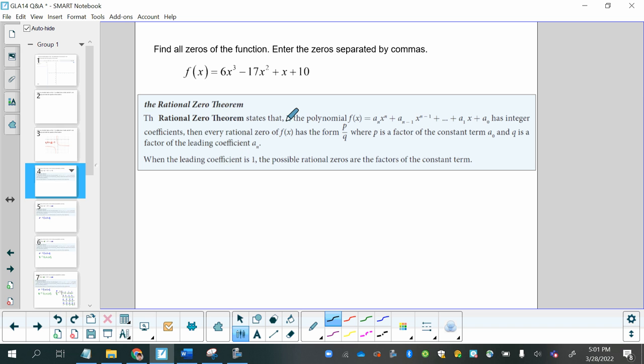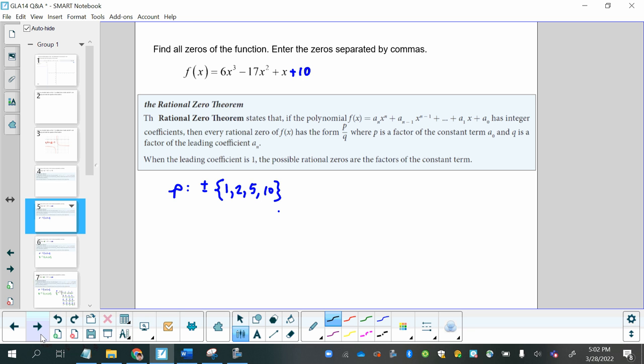So the rational zeros theorem, this came right out of the OpenStax textbook for college algebra. It states that if you have a polynomial with integer coefficients, then every rational zero of f of x has the form p over q. Notice I said it has to be written as a fraction, so two numbers written on top of each other, where p is a factor of the constant term a sub 0. This number on the end is your constant term. Typically, like here, we have 10.